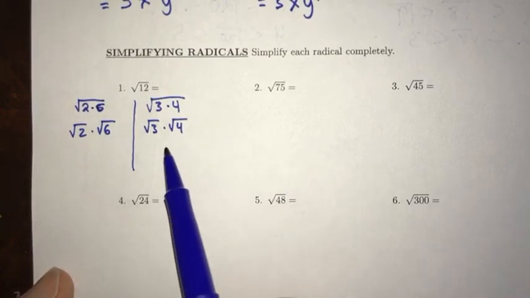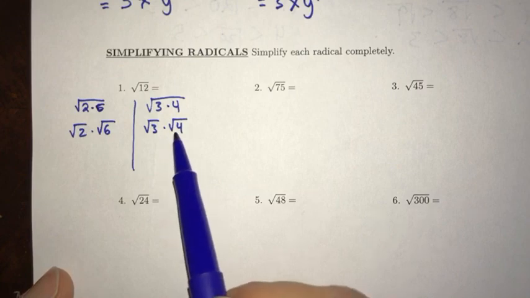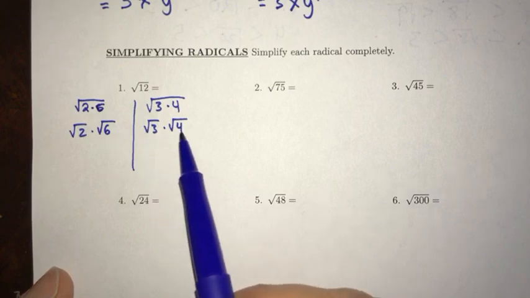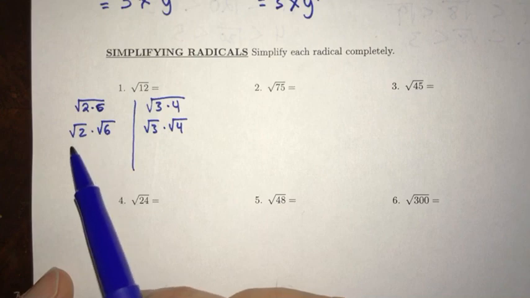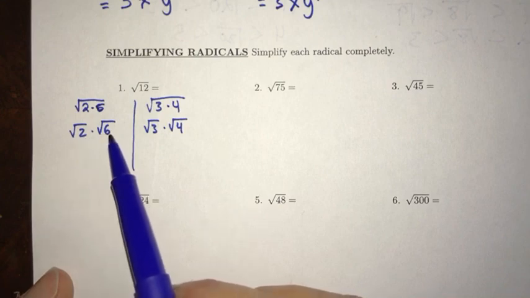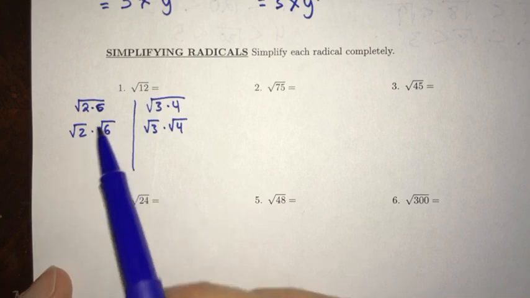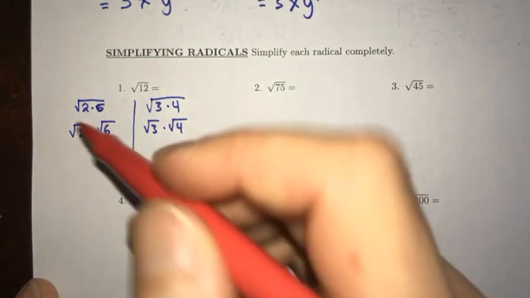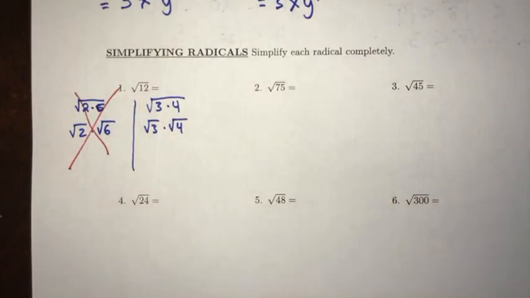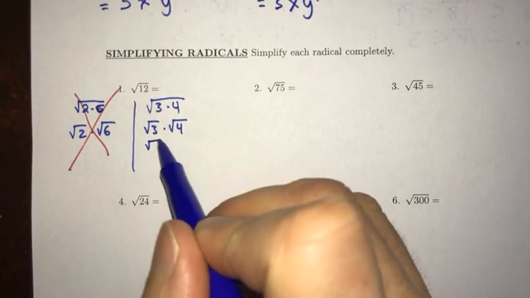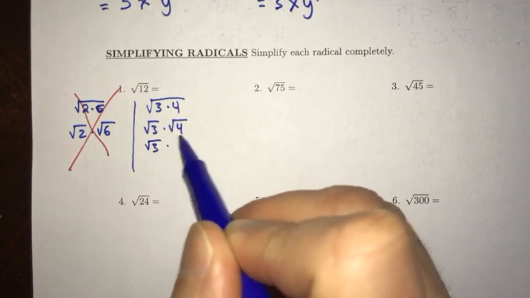I would say this one here. We know the square root of 4. We don't know the square root of 3, but we do know the square root of 4. We don't know the square root of either one of these. So this doesn't really go anywhere. So I don't like this. I prefer this. Now this says the square root of 3 times square root of 4 is 2.